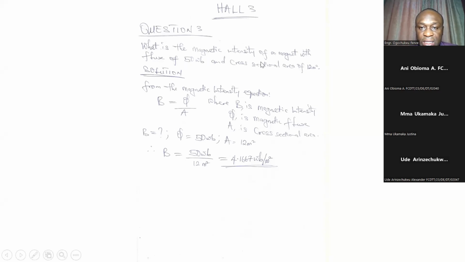Then question number 3. What is the magnetic intensity of a magnet with flux of 50 Weber and cross-sectional area of 12 meter square? From the magnetic intensity equation, B equals phi over A, B is the magnetic intensity, phi is the flux, and A is the cross-sectional area. B is what we are looking for. We have phi, which is 50 Weber, and A, which is 12 meters square. When you divide them, based on this equation, we have 4.1667 Weber per meter square.